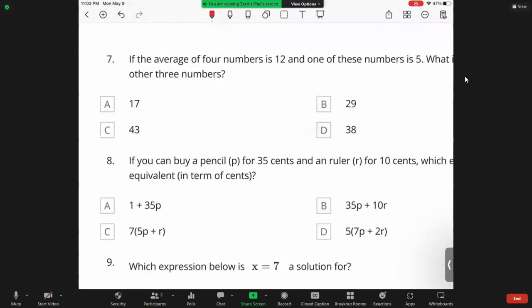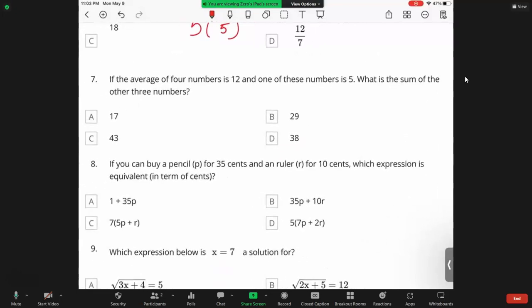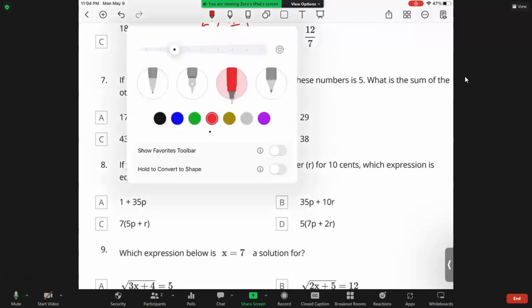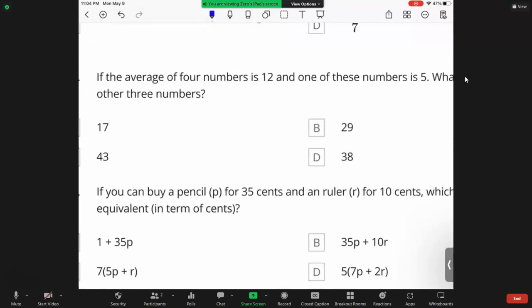Number 7. If the average of 4 numbers is 12 and one of these numbers is 5, what is the sum of the other 3 numbers? A lot of ways to do this question, guys, a lot. Let's figure it out. Let me see. If the average of 4 numbers is 12 and one of these numbers is 5, what is the sum of the other 3 numbers? I'll just do it like this. I showed it to you before.